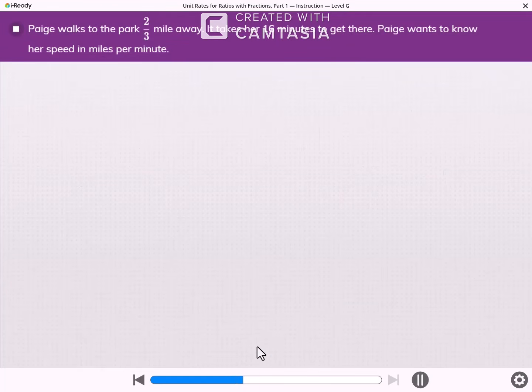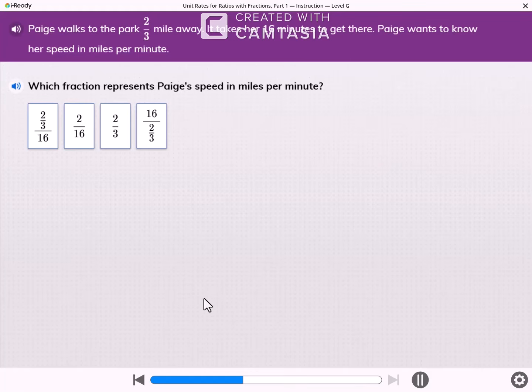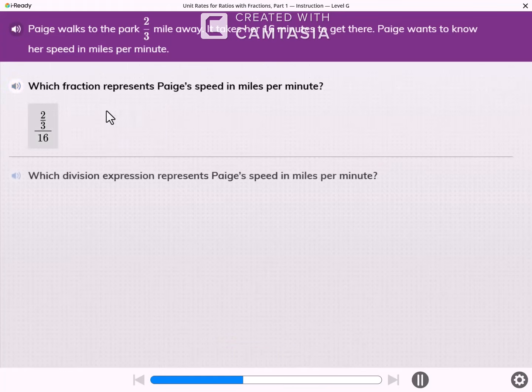Paige walks to the park 2/3 mile away. It takes her 16 minutes to get there. Paige wants to know her speed in miles per minute. Which fraction represents Paige's speed in miles per minute? Look for the fraction that has the number of miles in the numerator and the number of minutes in the denominator. This one. Nice! They're basically the same thing.